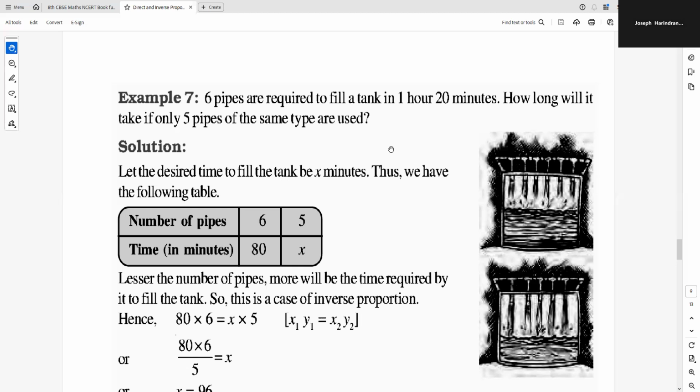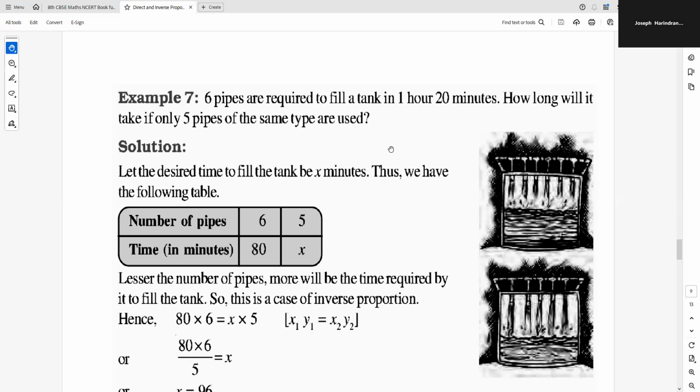Here, in the following table, let the desired time to fill the tank be x minutes with only 5 pipes. So the number of pipes we put as a variable, and the time taken we take as x here. So we have the values 80 and x. 80 is the time taken for 6 pipes.